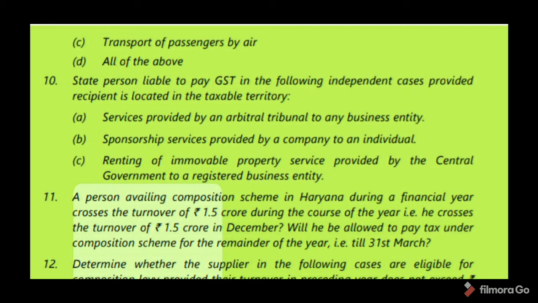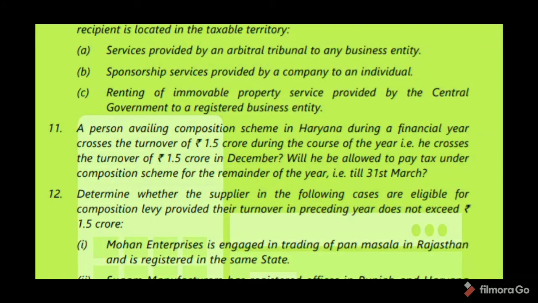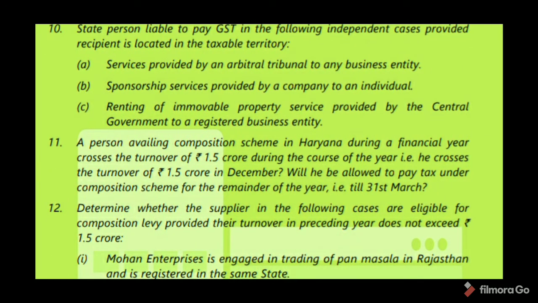B. Sponsorship services provided by a company to an individual. See, in RCM, if sponsorship services are provided by an individual to a company, then it is covered in RCM. In this case, sponsorship services are provided by a company to an individual. So it is not covered in RCM. So it is forward charge. Taxable under forward charge. Okay. And see the C. Renting of immovable property services provided by the central government to a registered business entity. So it is covered in RCM. So the recipient business entity is taxable.